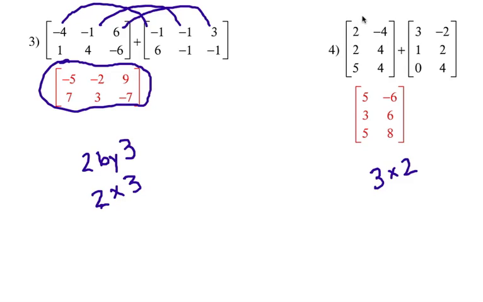Number 4, as you might expect, you're going to add the 2 plus the 3, and the -4, -2, and so on, and you should get this 3 by 2 matrix answer. All right, very easy. Remember, if the dimensions don't match up, it's an undefined answer. All right, next video is problem set 2.